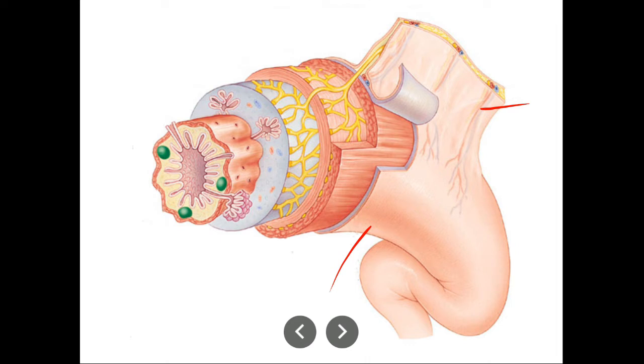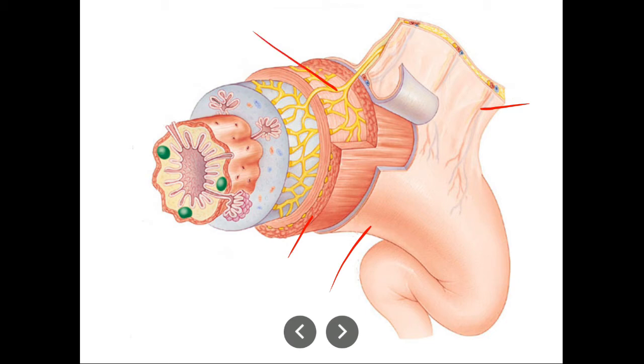Next, the second layer from external to internal is the muscular layer. In this muscular layer we can see two kinds of muscles, the circular and the longitudinal. And in between the circular and longitudinal we have the nerve plexus, which we call the myenteric plexus, as we can see here, myenteric plexus.